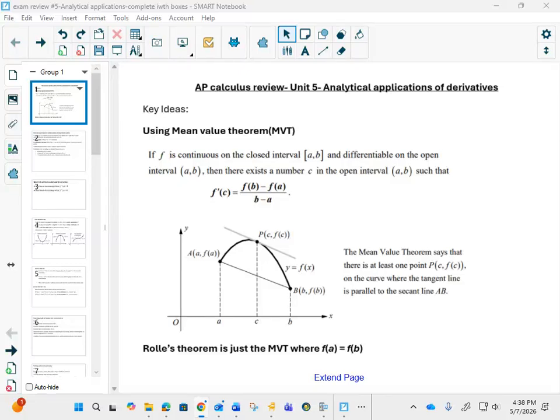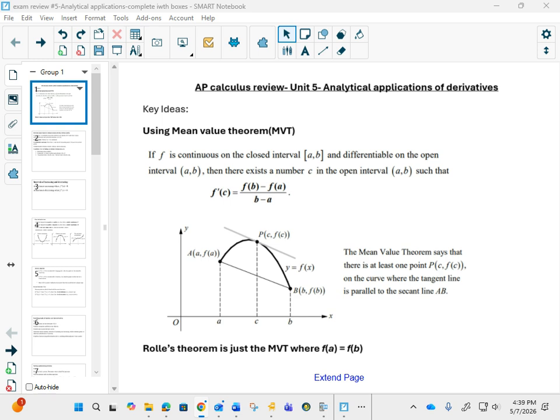All right, Unit 5, Analytic Applications of Derivatives. We've got the mean value theorem and the other value theorems. The MVT is the only one that needs to be both continuous and differentiable. IVT and EVT just need continuous. If everything's continuous, continuity implies differentiable.